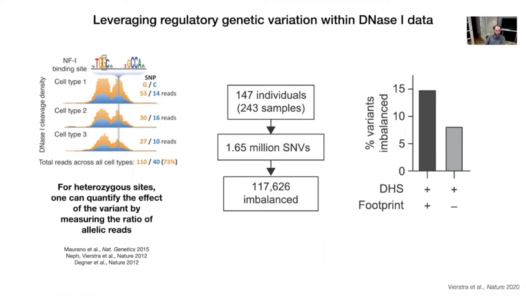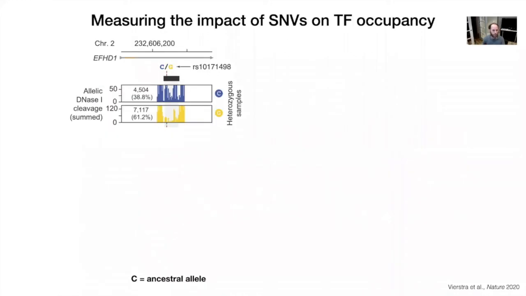Notably, within DHSs, single nucleotide polymorphisms that were allelically imbalanced were markedly enriched in the core consensus footprints, highlighting that footprints are pinpointing the functional sites on the genome. Genomic footprinting data provides a unique nucleotide resolution view and interpretation of the impact of individual DNA variants on chromatin structure. As an example, I'm showing you a variant within a DHS identified within the intron of the gene EGHD1.